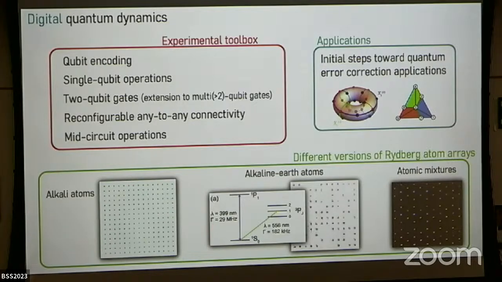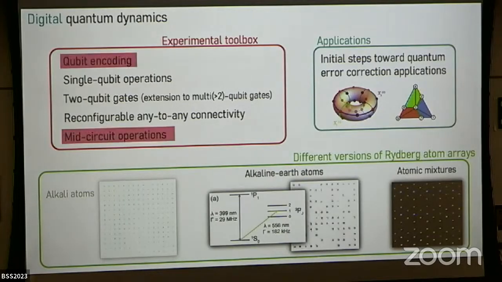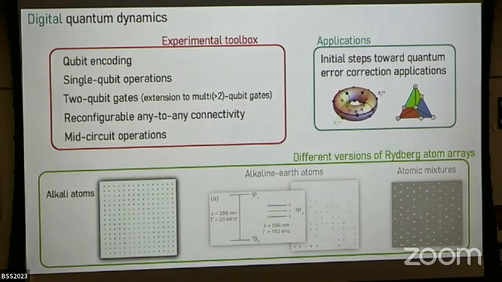Some of these tools are general for all these different platforms. Towards the end, I will comment on how these two different types of platforms can introduce different features. In particular, they have interesting features that help with more convenient types of qubit encoding and with mid-circuit operations. So let me start with introducing all the tools that we need.